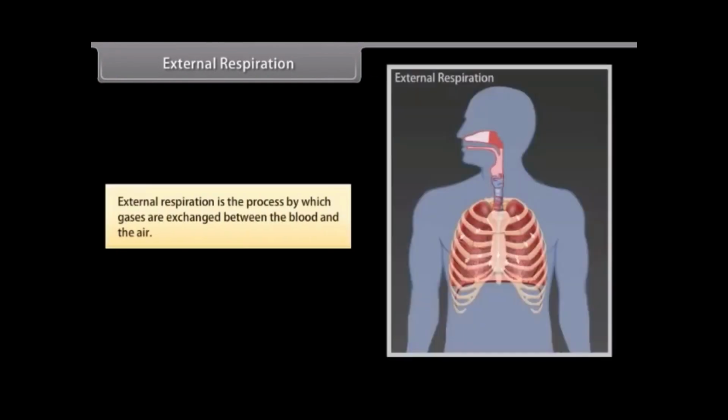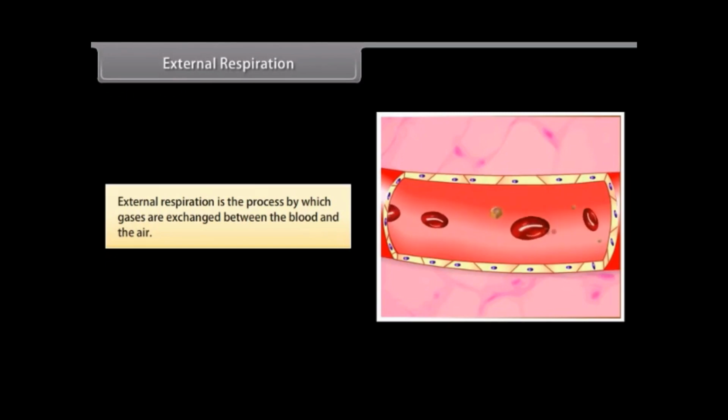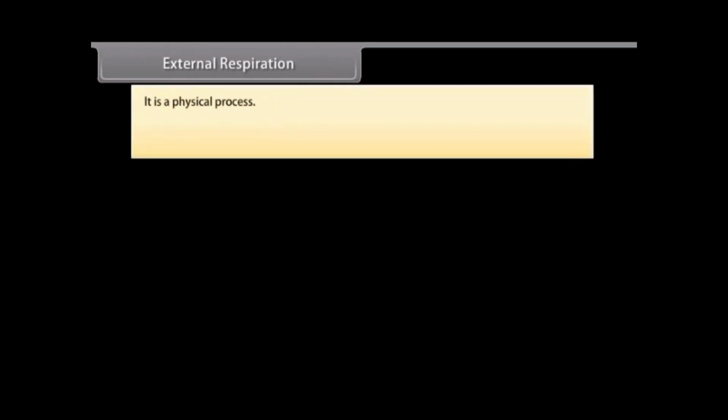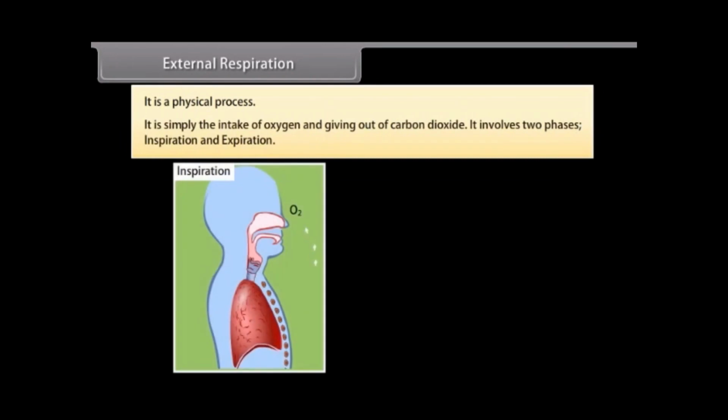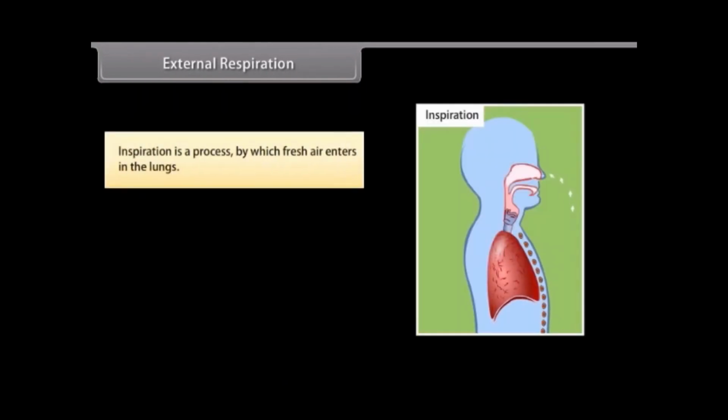External respiration. External respiration is the process by which gases are exchanged between the blood and the air. It is a physical process. It is simply the intake of oxygen and giving out of carbon dioxide. It involves two phases: inspiration and expiration. Inspiration is a process by which fresh air enters the lungs.